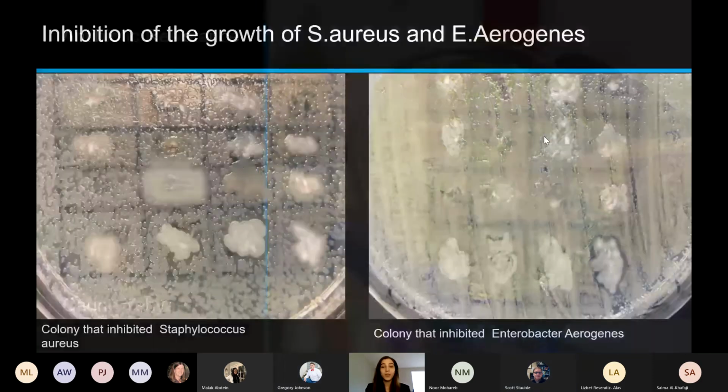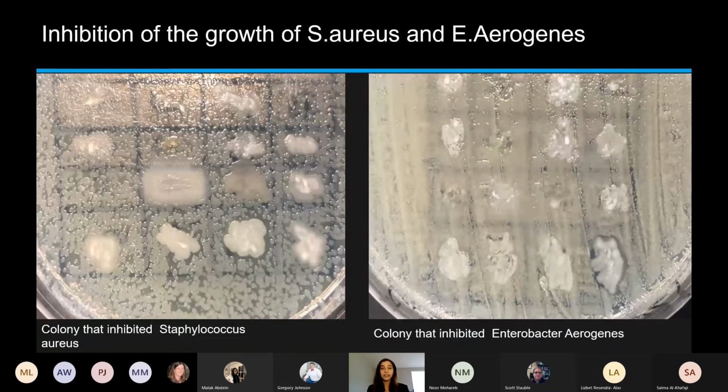Okay, so I'm going to show my results from the first 50 colonies that we chose from the soil dilution plates. I chose 20 colonies to test against 4 tester strains first, which are E. coli, Staph aureus, Enterobacter aerogenes, and Bacillus subtilis. And I saw 2 colonies that inhibited: first the Staph aureus, which was number 15, and the second colony inhibited the Enterobacter aerogenes, and it was number 20. But for E. coli and Bacillus subtilis, I did not see any inhibition.